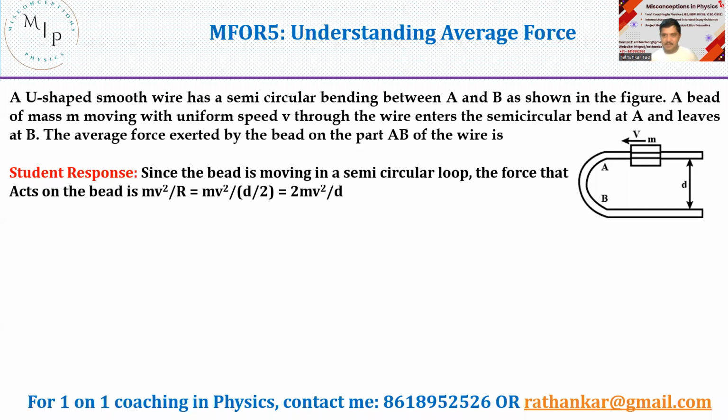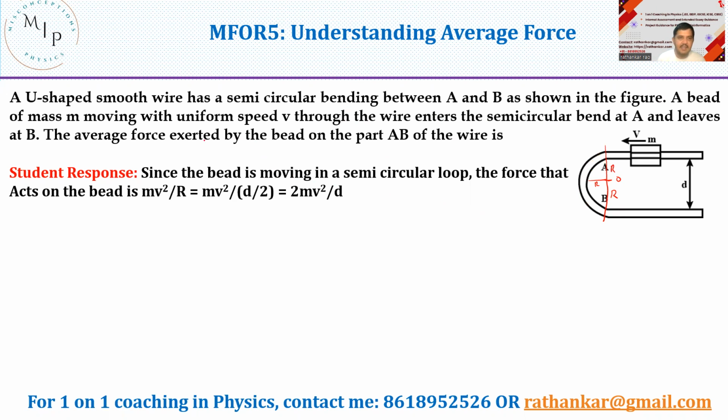Now, this question is taken from H.C. Verma. There have been several copies of the same question being asked at several different places. Now, let me discuss this question first. A U-shaped smooth wire has a semicircular bending between A and B as shown. So, if you have a U-shaped wire, semicircular bending is there, which means this is only half a circle. If this is my center O, this is the radius R, this is also my radius R, this is also my radius R. A bead of mass m with uniform speed v through the wire enters a semicircular bend. It enters it like this and leaves at B. It starts from here, it keeps on coming like this and leaves at B.